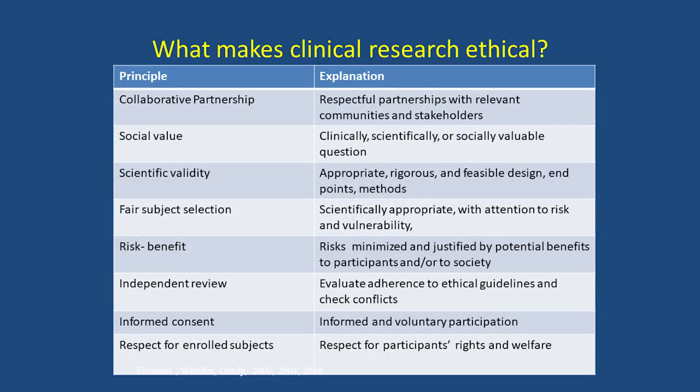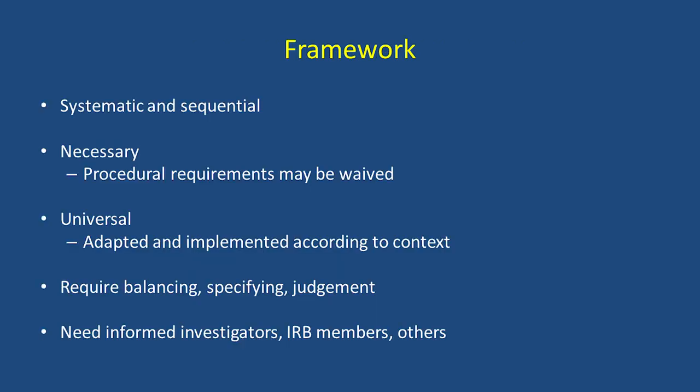So again, the 8 principles: collaborative partnership, social value, scientific validity, fair subject selection, risk benefit, independent review, informed consent, and respect for enrolled subjects. Following this framework allows someone to both put together a research study, evaluate a research study, and evaluate it as it's ongoing. This framework, as I mentioned, is systematic or meant to be systematic and sequential. You have to first figure out who the partners are and what the important question is to ask before you ask anybody for their consent, for example.